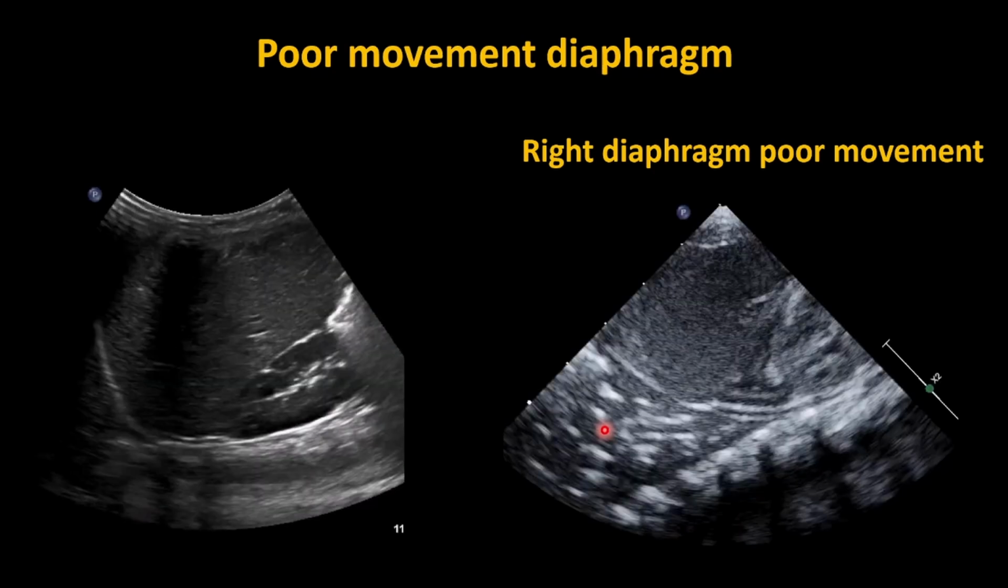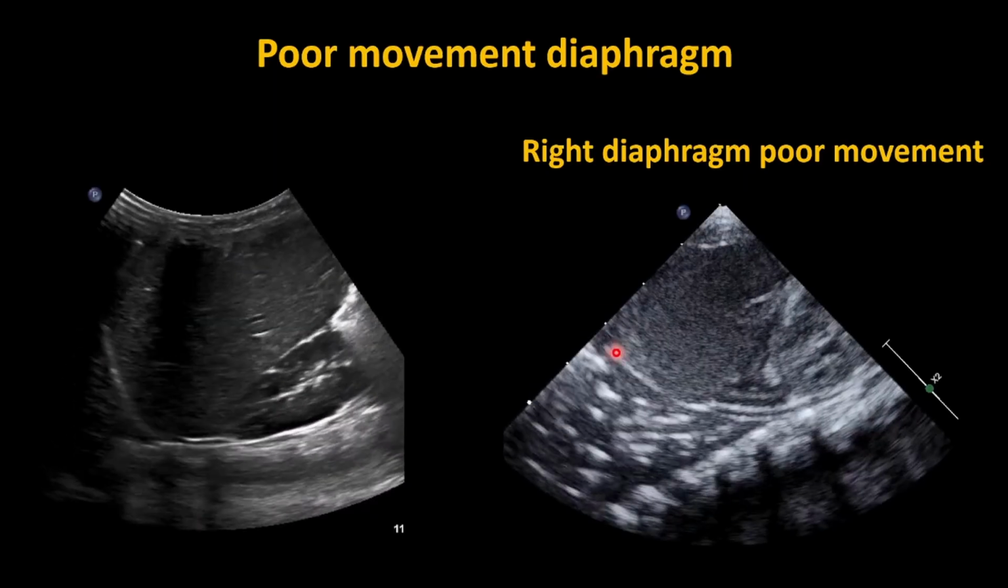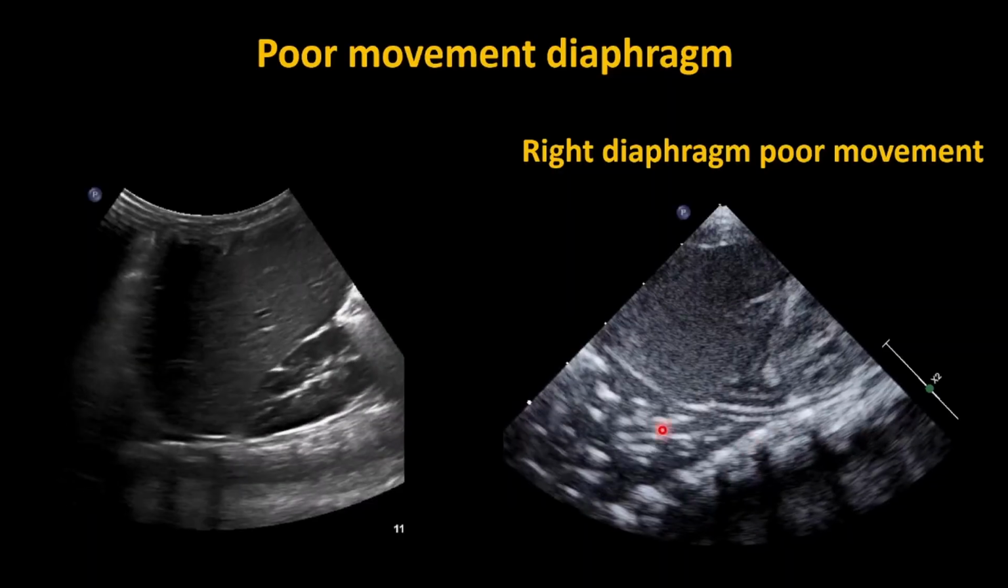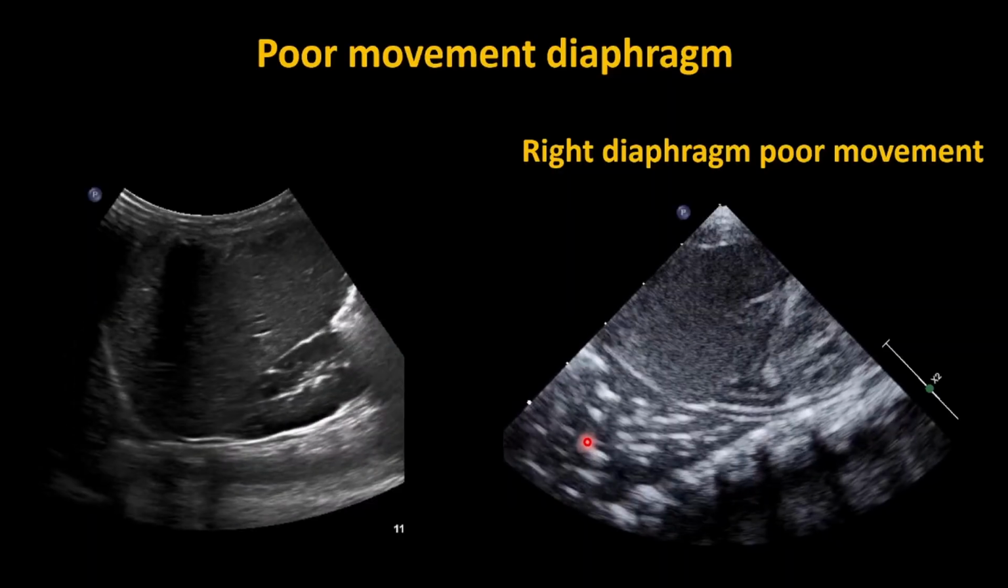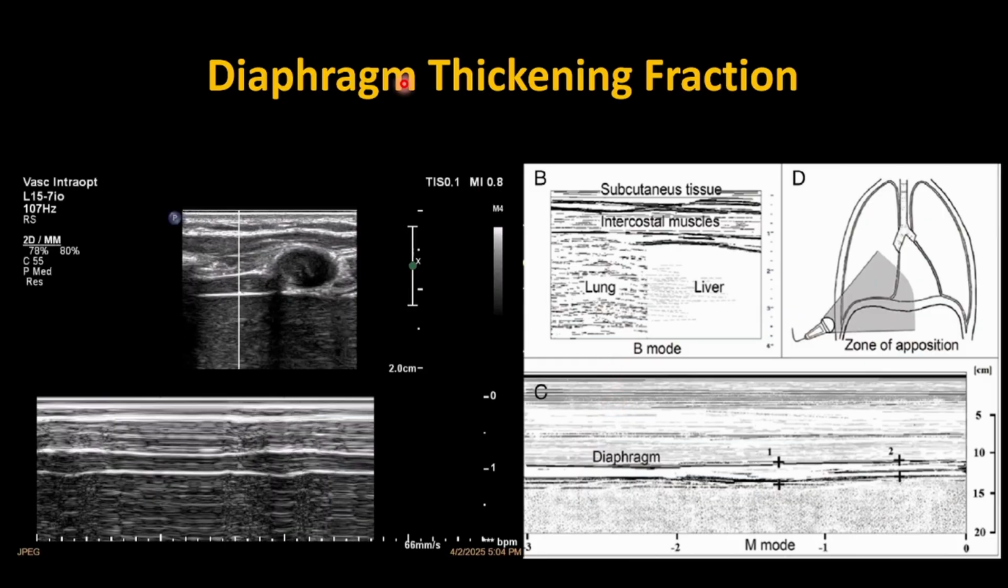Similarly, in this example, this diaphragm did not move very well, because there is a significant lung change here that causes the patient to not have good respiratory effort. The third entity is diaphragm thickening fraction.